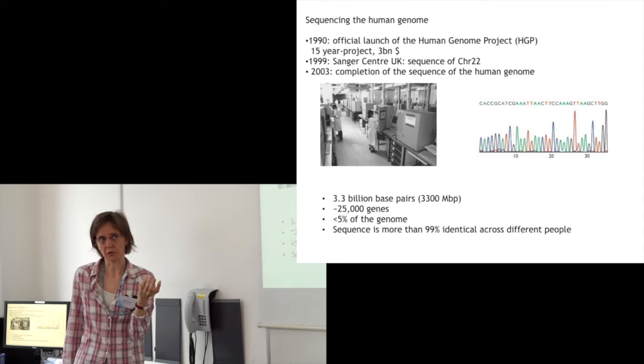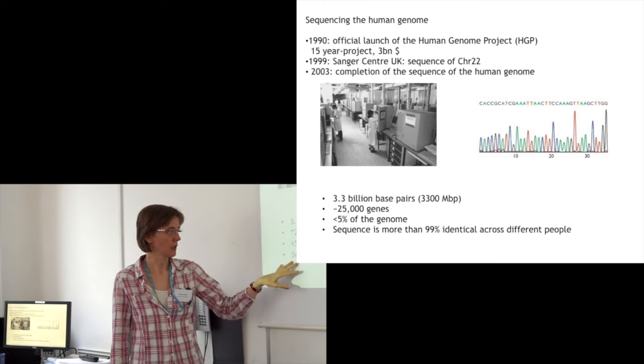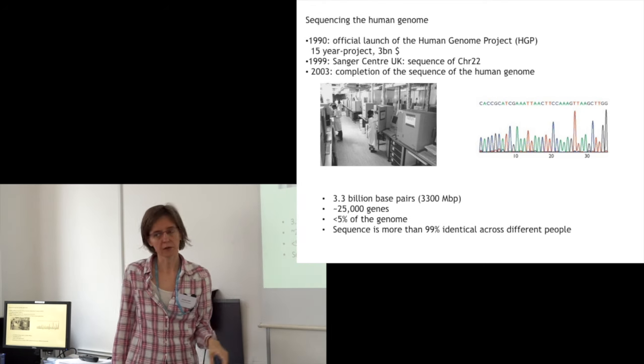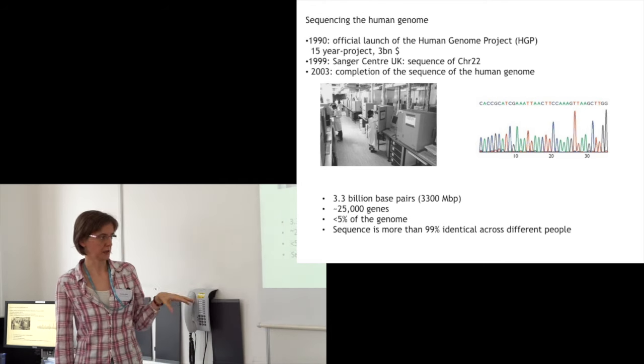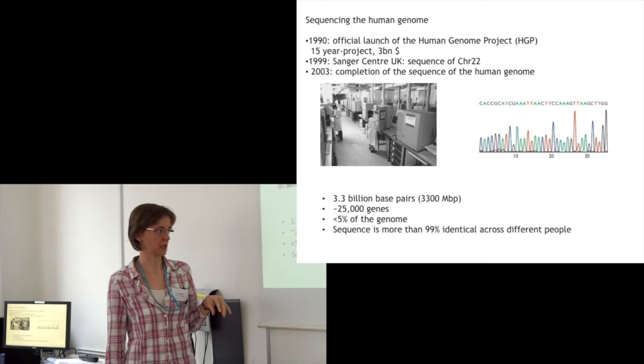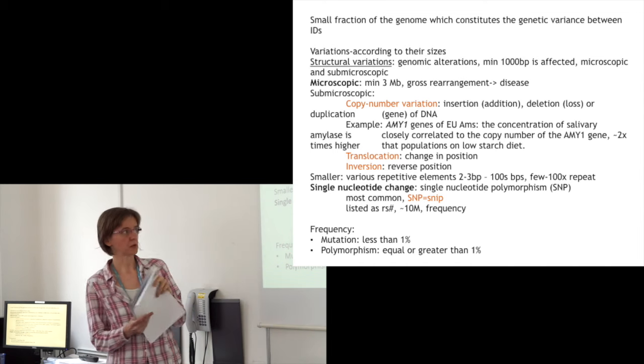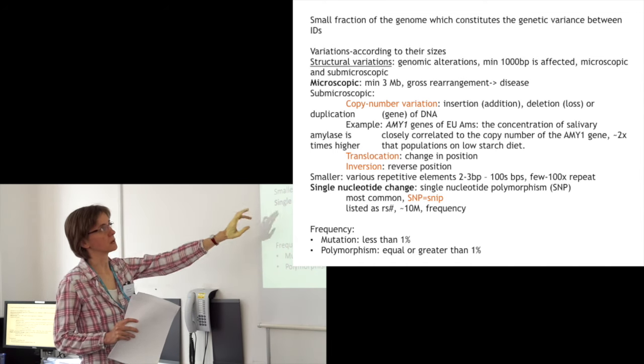So most of the DNA chain's function wasn't really well known, and also they are quite identical. More than 99.9% of any 2 humans' DNA is the same. So if we are looking for the variance between humans, then we have to go for that 0.1%.